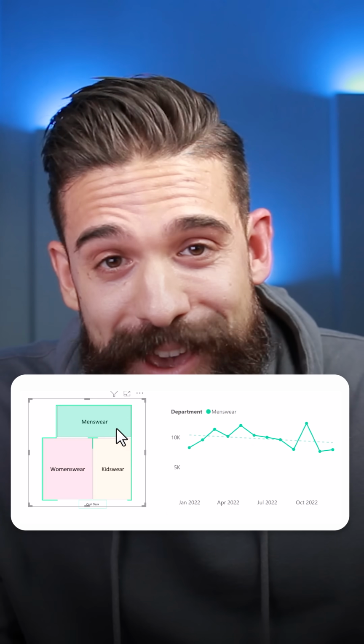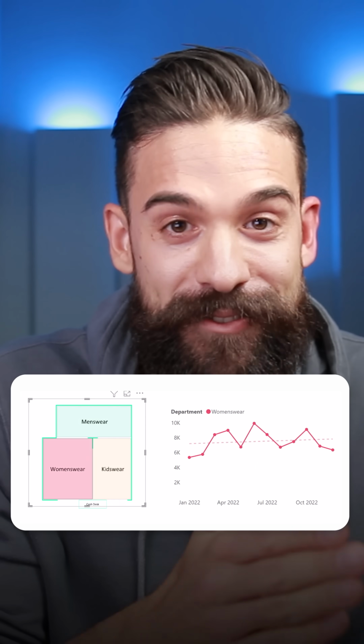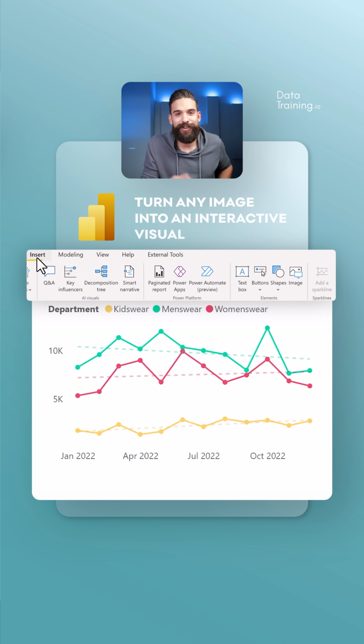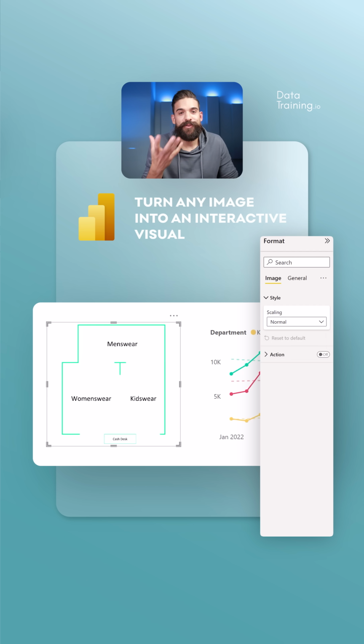how you can turn any image into an interactive visual. Now, as a starting point, I only have that line chart. And right next to it, we're going to insert, first of all, an image of the floor map. The next thing that we need to do is create a shape map.